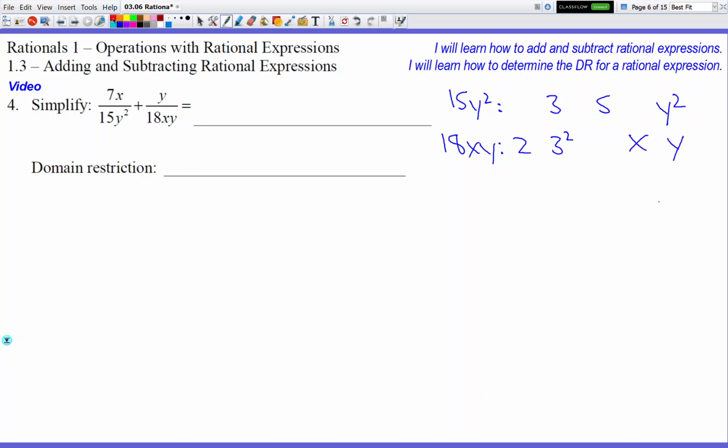And I'm going to get my red pen. I'm going to circle the most for each column. So the most 2's are on the bottom. The most 3's are on the bottom. The most 5's are on the top. The most x's are on the bottom.